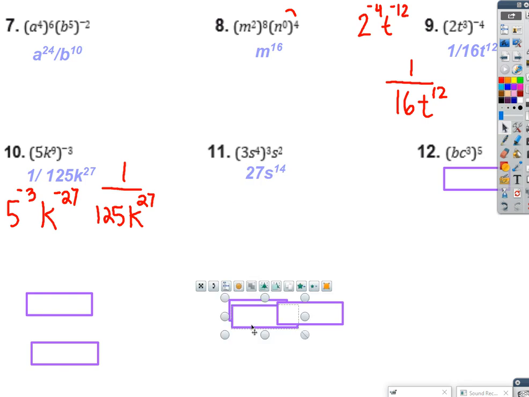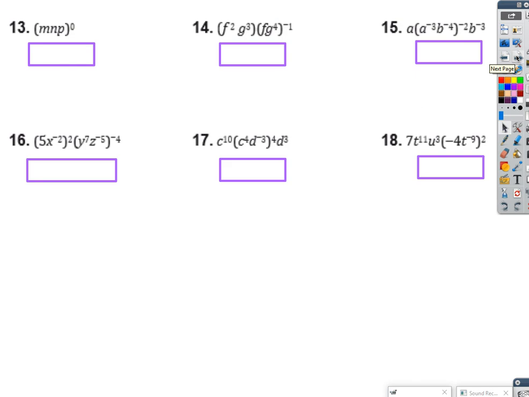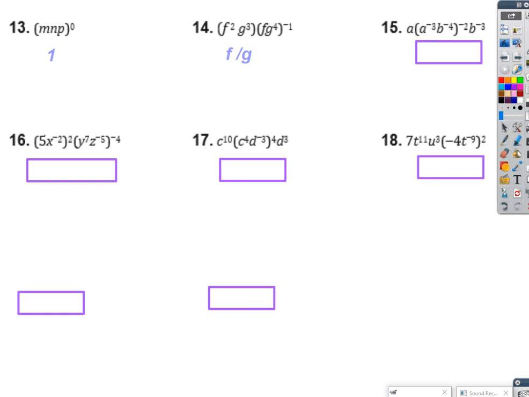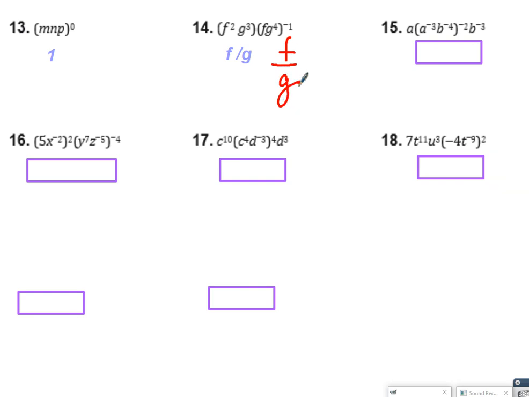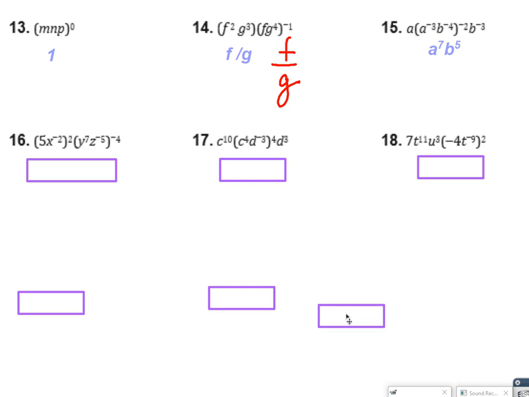11. 27s to the 14th. 12. b to the 5th, c to the 15th. 13, nice and easy. Anything to the 0 power is 1. Don't forget that. 14, f divided by g. All of that just reduces down to f divided by g. 15, a to the 7th, b to the 5th.